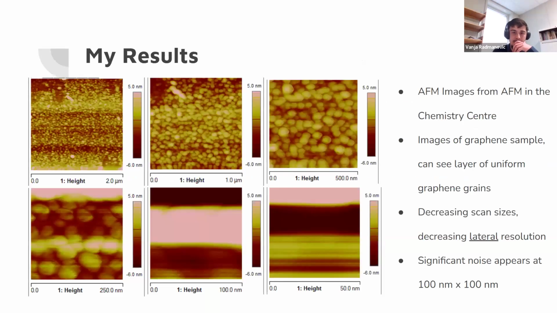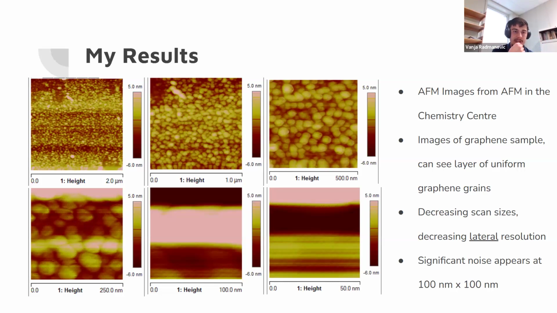Here I have a couple of pictures of the results that I collected a couple of weeks ago using one of the atomic force microscopes in the chemistry center sub-basement. To test out this atomic force microscope, we were imaging graphene samples to see uniform layers of graphene, which is what we're seeing here. In the images, we start with really big lateral sizes, 2 micrometers by 2 micrometers. We move to 1 micrometer by 1 micrometer, and we slowly get smaller lateral sizes. Then when we get to the smallest size, noise takes over and we're unable to see very good images of the graphene grains.